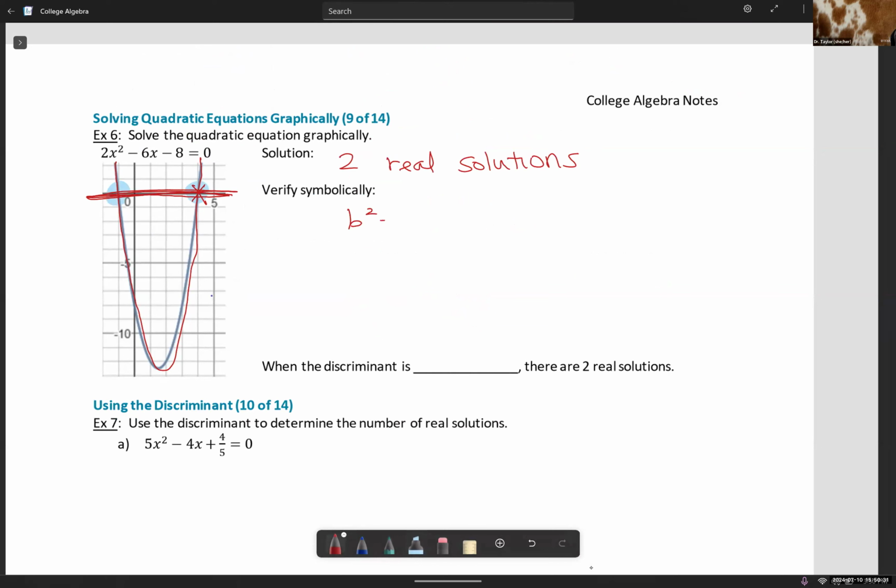Let's verify with the discriminant one more time. In this case, it would be -6 squared minus 4 times 2 times -8. So that'd be 36 plus, because -4 times -8 makes a positive 32 times 2, which is 64, which is 100. You take the square root of 100, you're going to get plus and minus 10. Therefore, there are going to be two real solutions anytime the discriminant is positive.